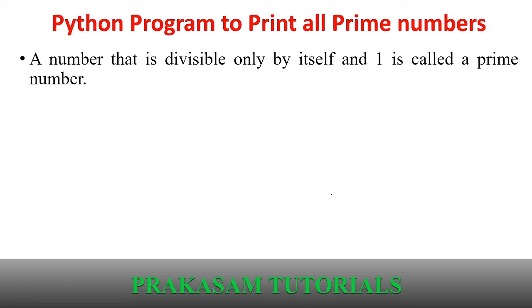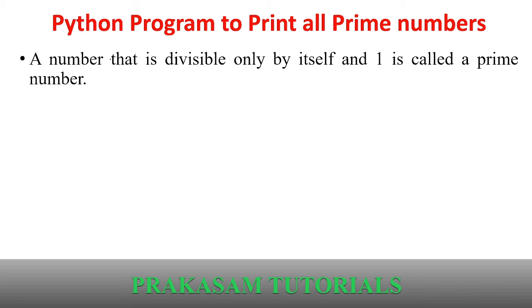So first, what is a prime number? A number that is divisible only by itself and 1 is called a prime number. A prime number is a natural number greater than 1 that has no positive divisors other than 1 and itself.